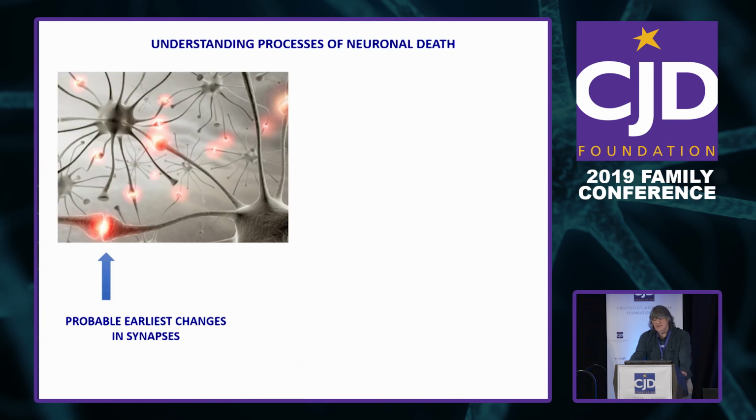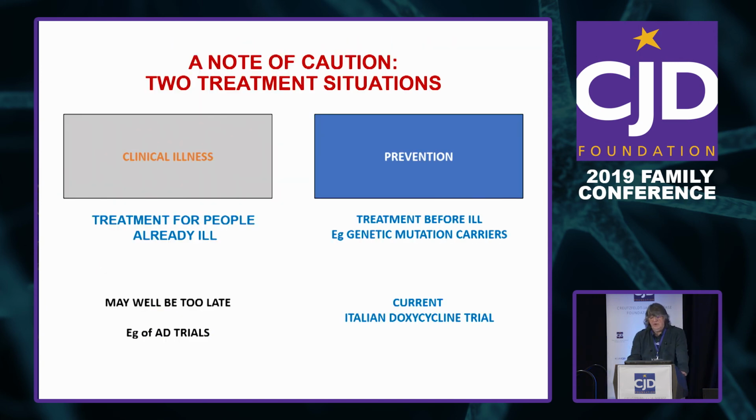There are some things that we do understand, and probably the earliest changes that occur in these diseases occur in what are called the synapses, the connections between the nerve cells. And there is experimental evidence that some of these early changes are reversible. So perhaps we do have at least some optimism that if the disease process has started, we could perhaps interrupt it. But I have to at least give one note of caution.